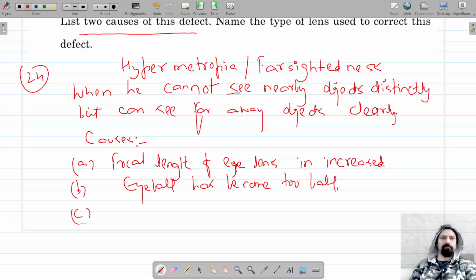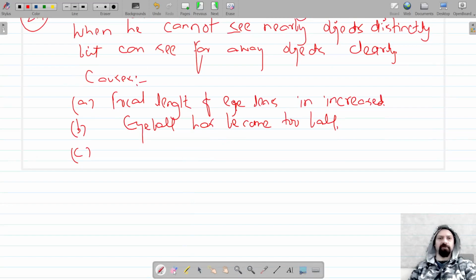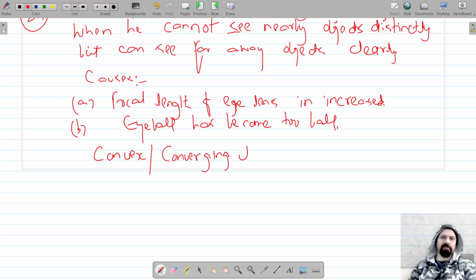Next, see. Okay, name the type of lens used to correct this defect. So the type of lens used to correct this defect is the convex or converging lens. Convex lens is also called converging lens. So this type of lens is used to correct hypermetropia.